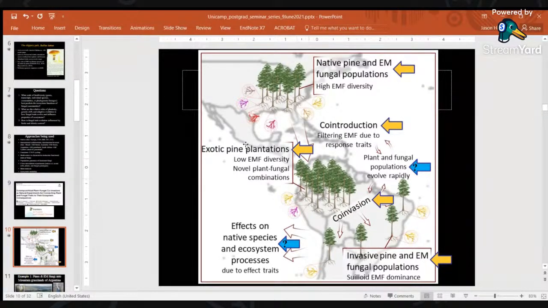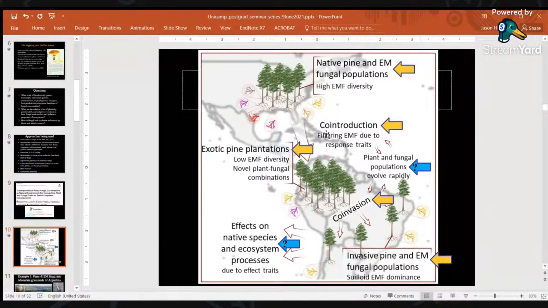Then subsequently in many habitats throughout the Southern Hemisphere, we have seen co-invasion of pines out of plantations into native habitats. But pines cannot co-invade into native habitats without the ectomycorrhizal fungi. And what we see is that often a subset of ectomycorrhizal fungi co-invade with pines into native habitats so that diversity is even further reduced in these invasion fronts, in these invaded habitats. One pattern that has been seen is that suilloid fungi, especially Suillus and Rhizopogon, tend to dominate in these invasive populations of pines and fungi.